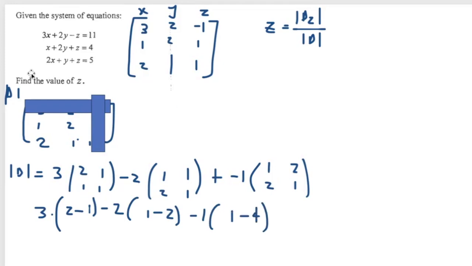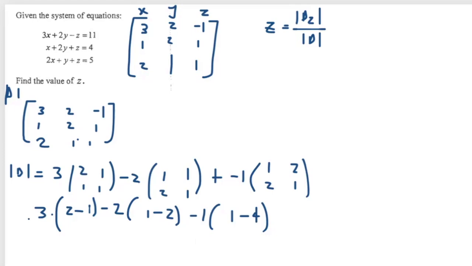So just to repeat, we take the numbers 3, 2, minus 1. Then we know this is plus, minus, then plus. Then I remove the first row, first column to get this 2 by 2. Then the first row in the center column to get this 2 by 2. And the first row, last column to get 1, 2, 2, 1. Now find the determinant. So we multiply 2 times 1 is 2, minus 1 times 1 is 1. 1 times 1 is 1, minus 2 times 1 is 2. 1 times 1 is 1, minus 2 times 2 is 4.